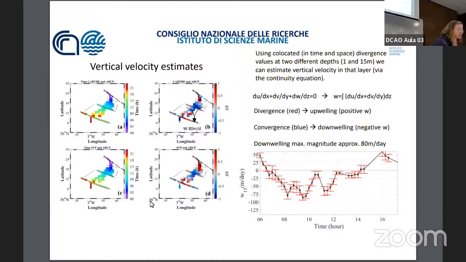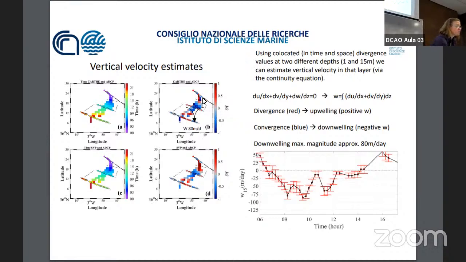From the same measurements, since we have divergence at 2 layers, we can estimate vertical velocity. That is a very challenging quantity to be measured in situ, given the small magnitude that is comparable to most of the uncertainty of the instruments we have available now. And so we used collocated in time and space drifter observation and divergence estimates at 2-layer depth, and we estimated the vertical velocity through the continuity equation.